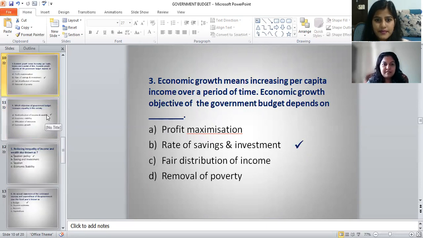So Alka ma'am will get the next MCQ for you. Okay, so now the next question is: economic growth means increasing per capita income over a period of time. The economic growth objective of the government budget depends on dash. The options are profit maximization, rate of saving and investment, and the third one is fair distribution of income and removal of poverty. Which one is the correct answer? Is it the profit maximization?